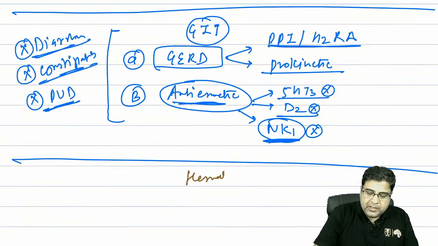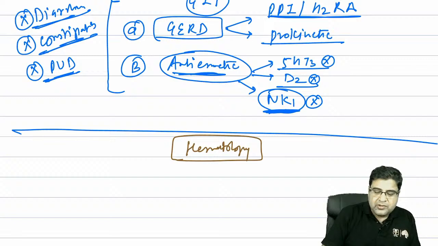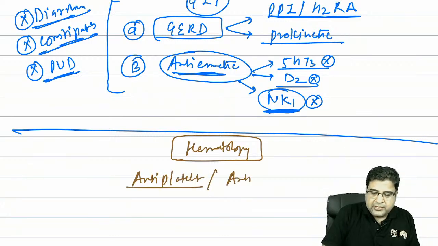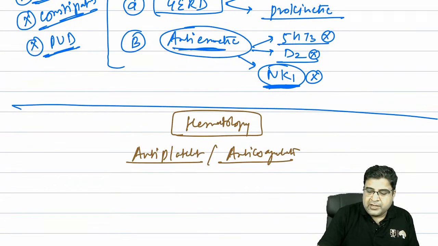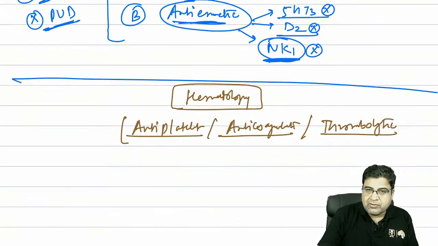Now there is a topic hematology. So topic is hematology. Now this is the ultimate topic for you, right? So here you cannot skip anything. You cannot skip anything. So topics like antiplatelets can be asked. Anticoagulants can be asked. So antiplatelets, anticoagulants, and thrombolytics. Three topics.